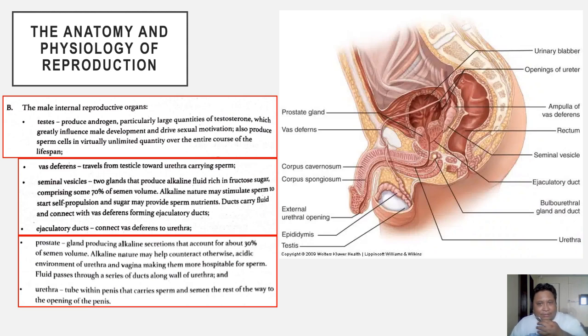Okay. Another important structure is the prostate gland. It is a gland producing alkaline secretions that account for 30% of the semen volume. The alkaline nature may help counteract the otherwise acidic environment of the urethra and vagina, making them more hospitable for sperm. The fluid passes through a series of ducts along the wall of the urethra. And the urethra is the tube within the penis that carries the sperm and semen all the way to the opening of the penis.